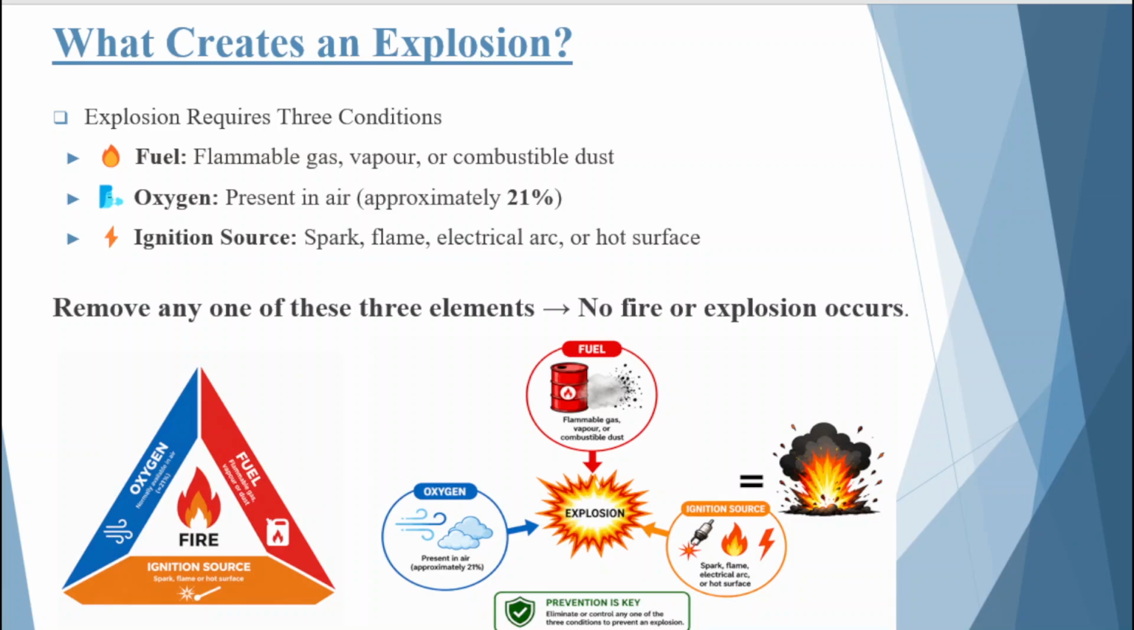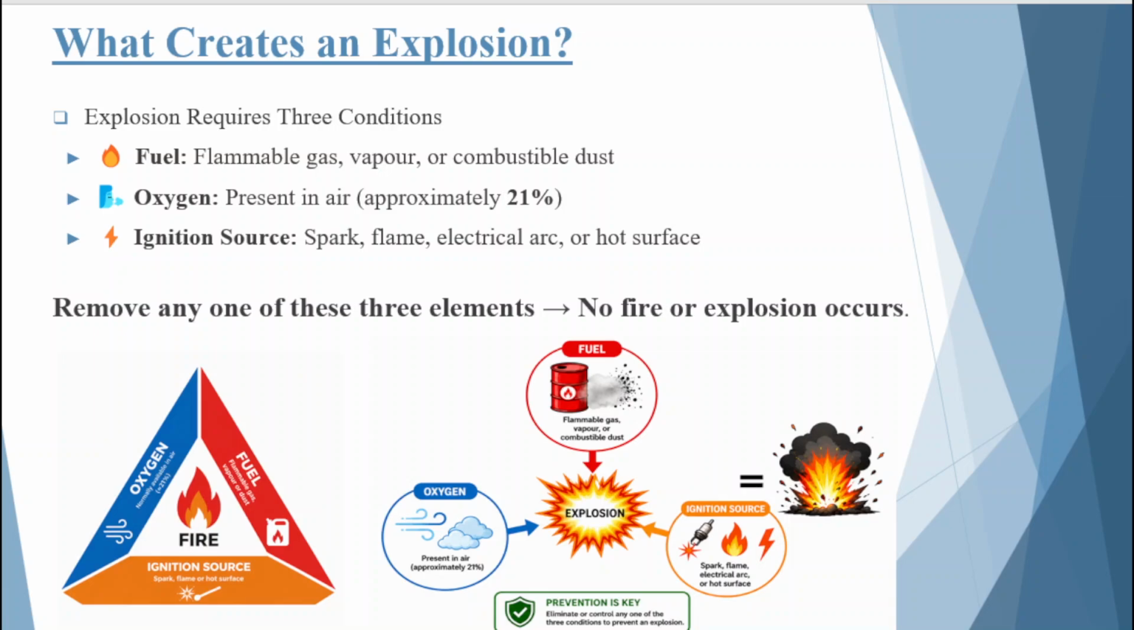When these three elements, fuel, oxygen, and an ignition source, come together in the right proportions, combustion begins. In a confined space, this rapid combustion can generate a dangerous explosion. As shown in the diagram, these three elements form what is commonly known as the fire triangle or explosion triangle.